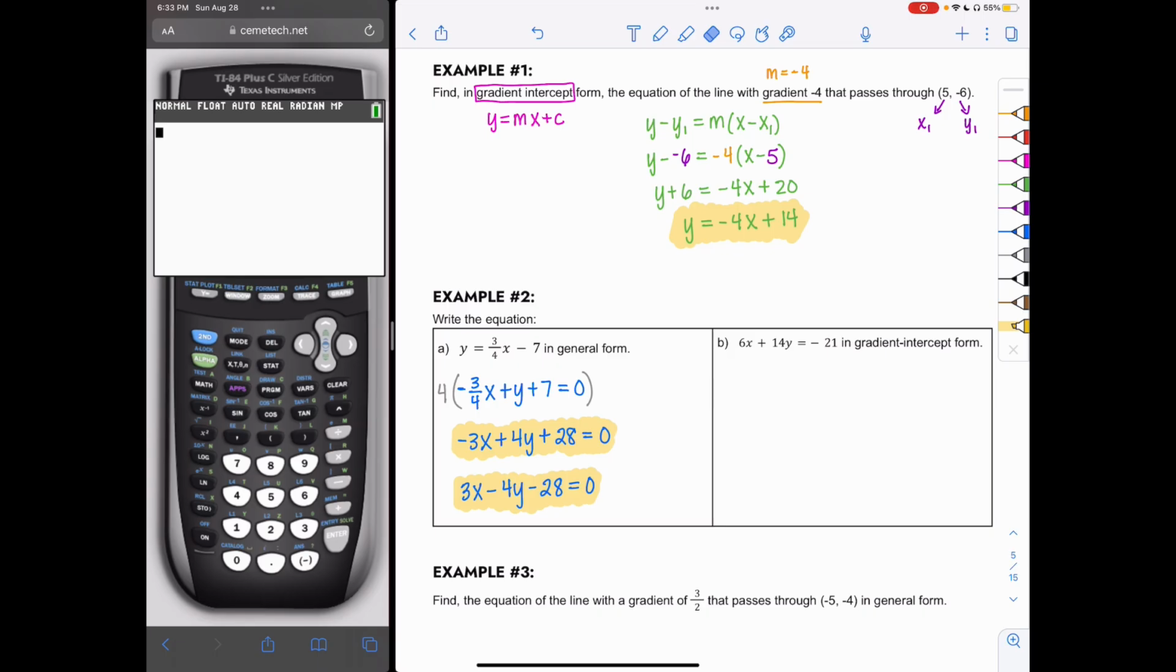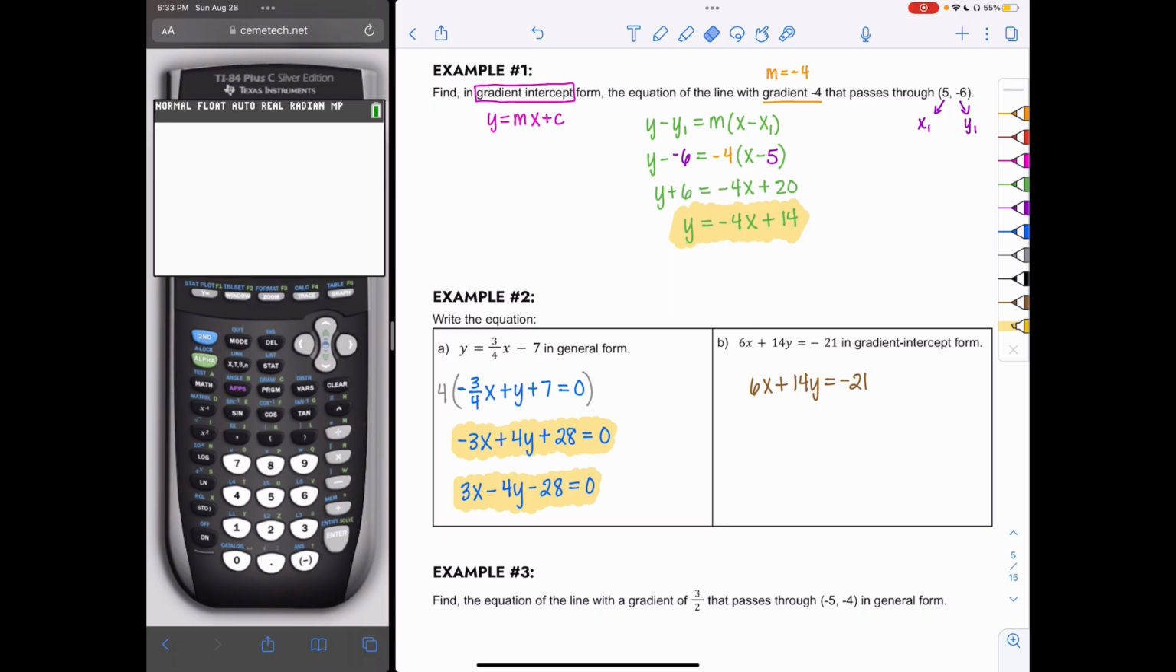All right. So part B, or example 2B, it says we want to write the equation 6x plus 14y is equal to negative 21. We want to write that in gradient intercept form. So remember, gradient intercept form is y equals mx plus c. So all I have to do is just solve this equation for y equals. So I'm going to start off with the equation, and then I need to get y by itself. So y is on the left-hand side, so everything that's on the left-hand side that does not have a y in it needs to go to the other side.